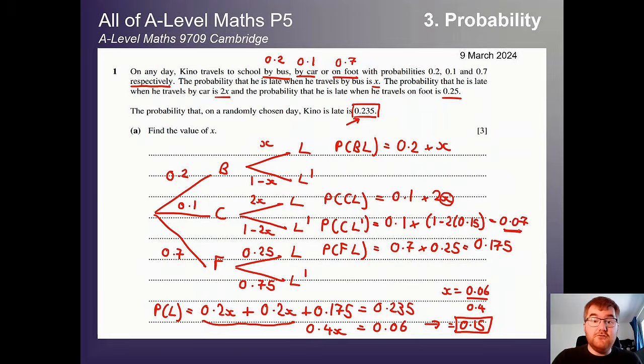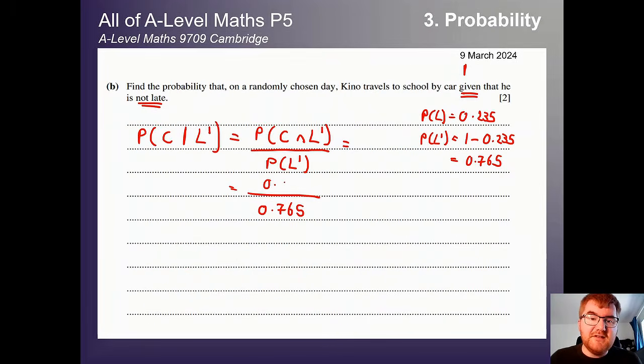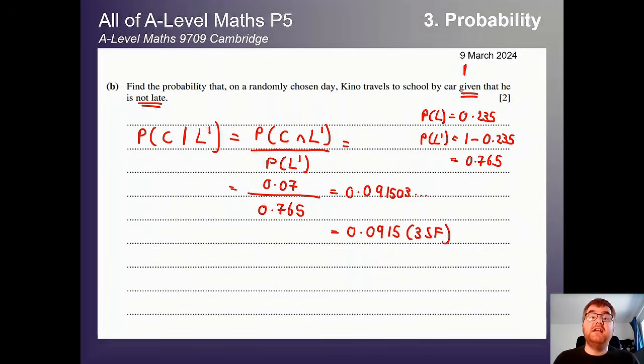Again, tree diagrams are crucial. So we have 0.07 here. And now this is just a calculator exercise. Pop it in. And I'm getting the decimal here of 0.091503. So let's round this appropriately, 0.0915. I'm doing that to 3 significant figures to give me the 2 marks on this question.